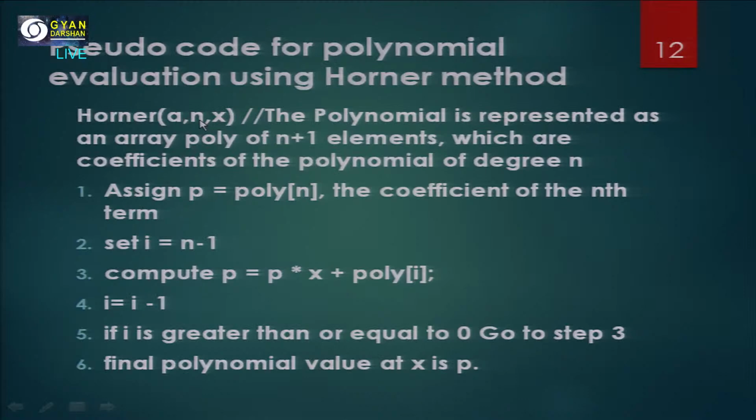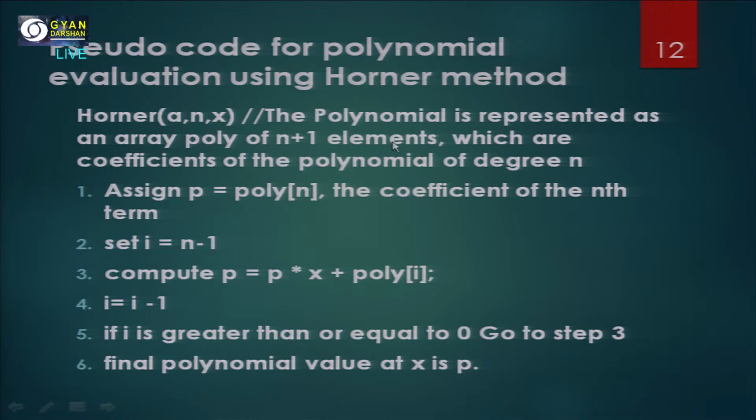And this array will be representing the array of coefficients, n happens to be the degree of the polynomial, and x happens to be the value at which the polynomial is getting evaluated. Now, the important comment over here is that the polynomial is represented as an array, we are just naming it poly, of n plus 1 elements, right?